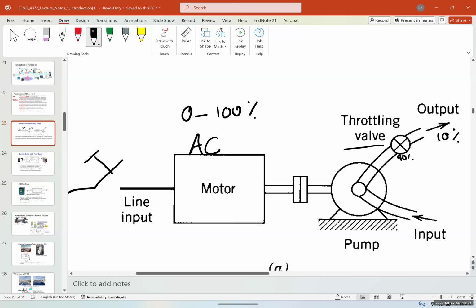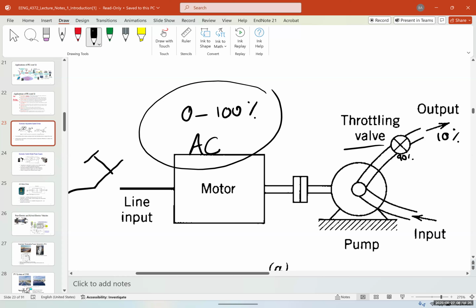And what happened to the other 90% power of this AC motor? It's going to be wasted. And you're going to put a lot of pressure on the motor, on the pump itself. And it's going to heat up. It's going to reduce the lifespan of the motor. And you're going to waste 90% of the power.